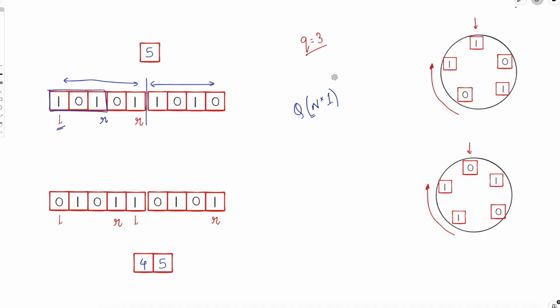So the complexity now is order q into n. Again, this is not enough because n is also huge, so we need to optimize this as well. How to do this?